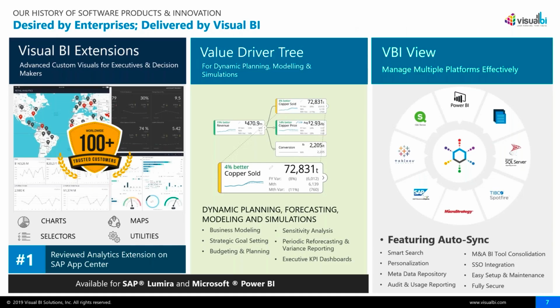I touched on the products. Visual BI has 3 different software products, and a number of you are very familiar with our Visual BI Extension, or VBX, for Lumira Designer, which is the number one reviewed app on the SAP App Center. Some of you have heard of Value Driver Tree for dynamic, agile planning and simulations for executives.